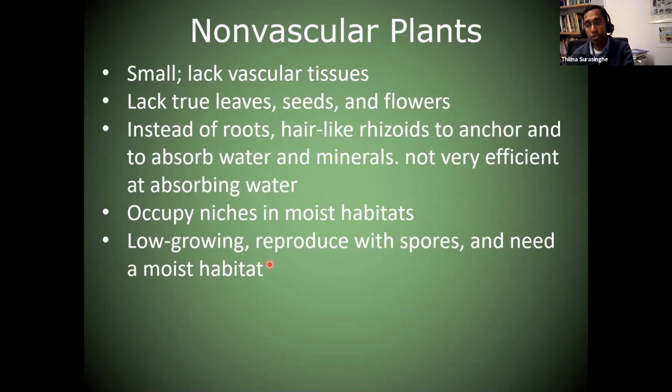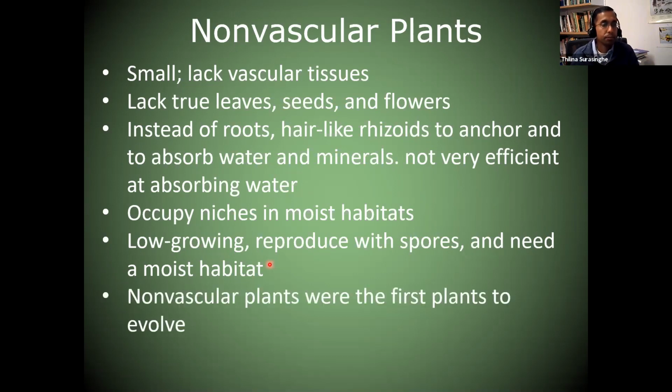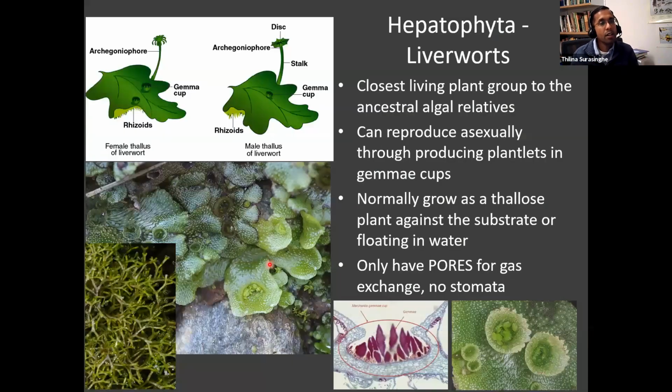They don't produce seeds, so they reproduce through spore production. Spores are not seeds, and the growth of those spores requires a moist, water-rich habitat. And yes, these are the first plants to evolve among all land plants. So first, let's talk about one example, Hepatophyta, liverworts, right? Now, they're the closest living plant group to ancestral green algae, right? So the closest land plant relative to ancestral green algae are liverworts.